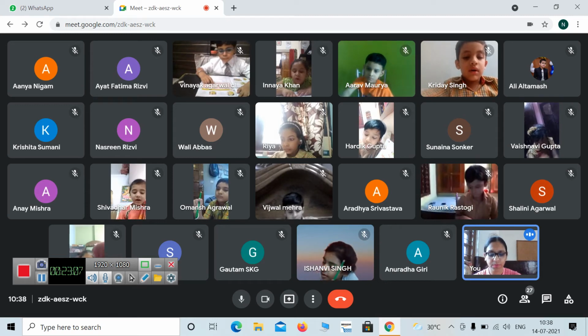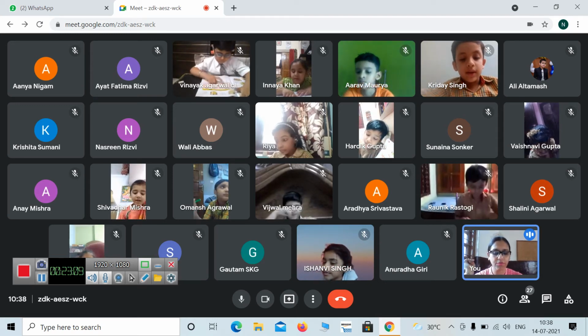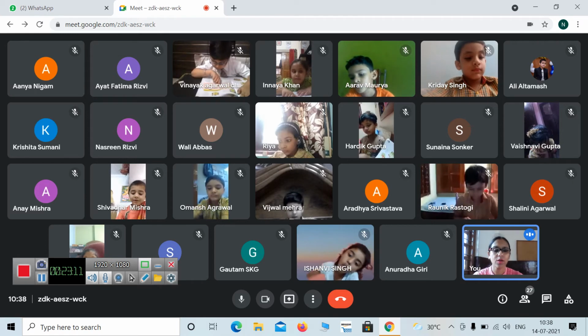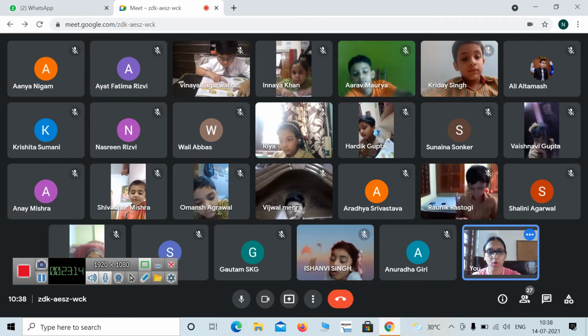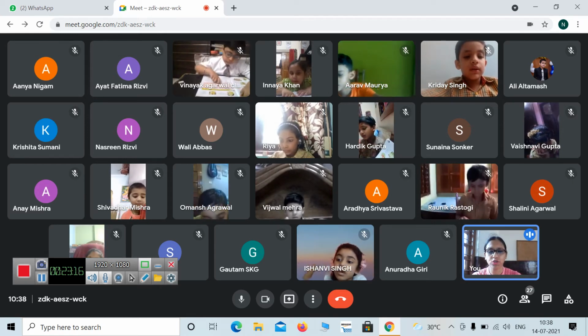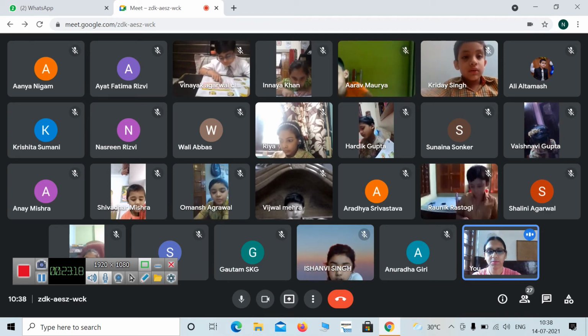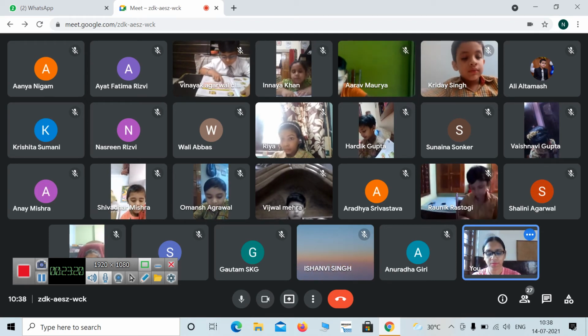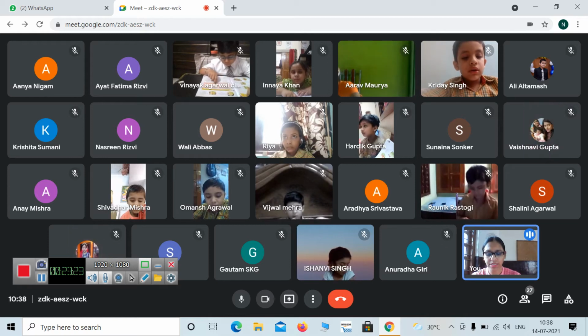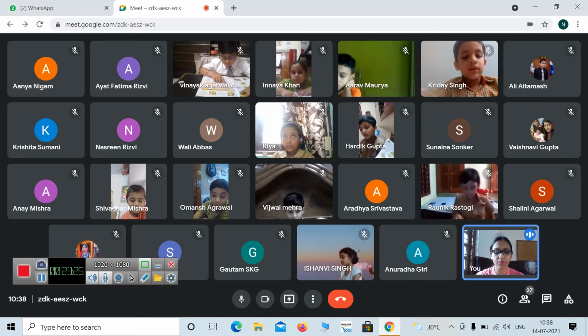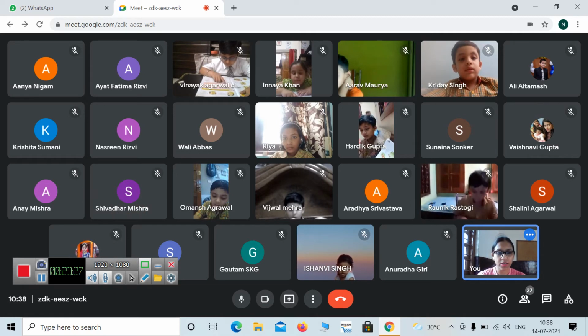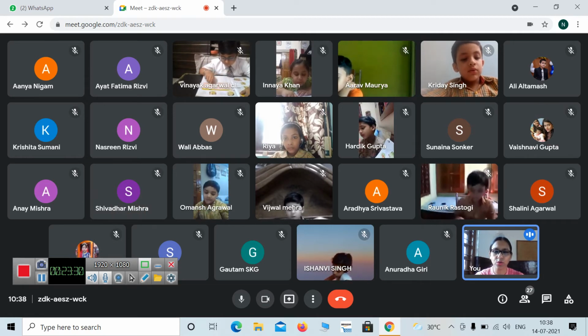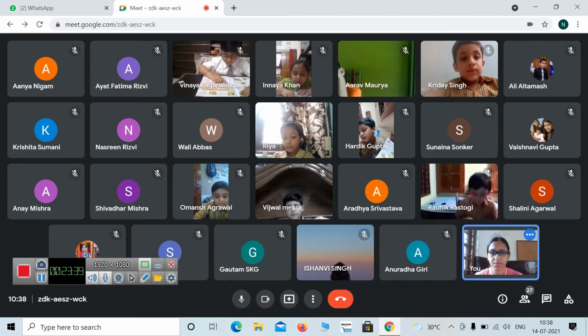Next point, we use he for a boy or a man. Ishanvi, put your finger there and read, child. Next, we use she for a girl or a woman. Ria, read. I want to see your lips moving.